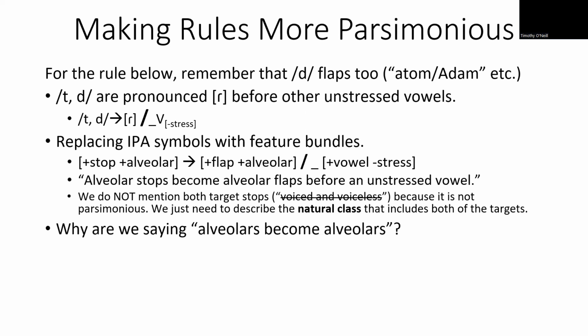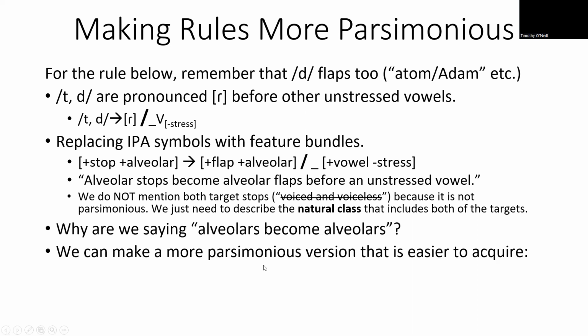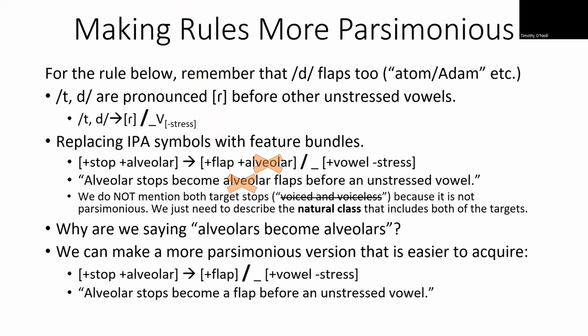Alveolars are always alveolars. So if we take out the IPA symbols, then we can make, again, a more parsimonious version of the rule for the babies. So we take out that second alveolar. And now our rule says alveolar stops become flaps before an unstressed vowel. Much more parsimonious here. We're focusing only on what changes. And the only thing that changes is that it becomes a flap. Now, if you want to say plus flap plus voice, I guess I would understand that. But flaps are approximants, and approximants are always voiced, so we don't need to say that.